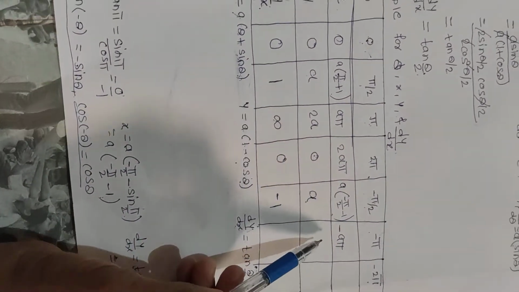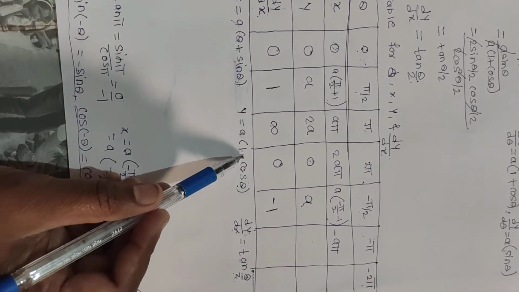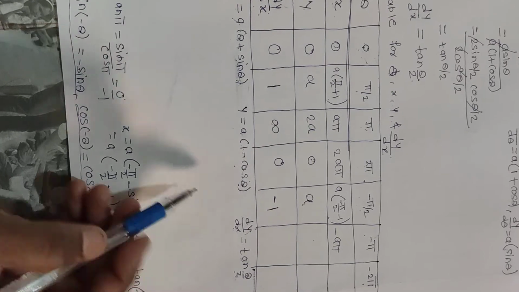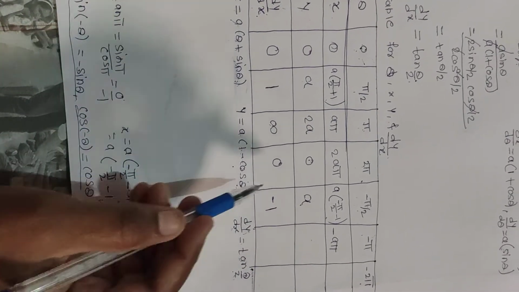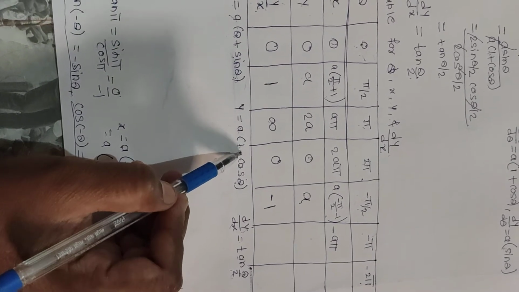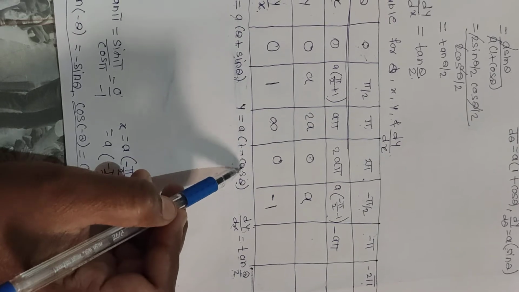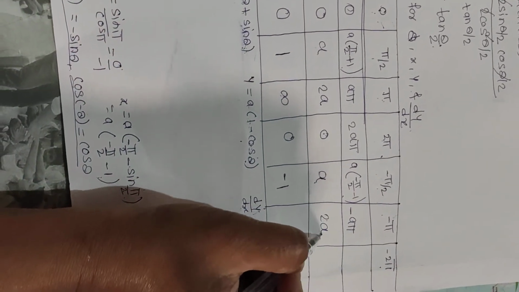Again put theta equal to minus pi in y. y equals a into 1 minus cos of minus pi. But what is cos of minus pi? It is cos pi, and the value of cos pi is minus 1. So 1 minus of minus 1 is 1 plus 1, which gives 2, and 2 into a. So the value of y here is 2a.